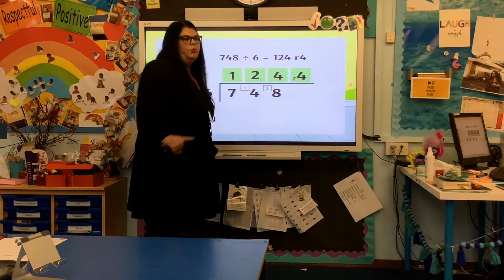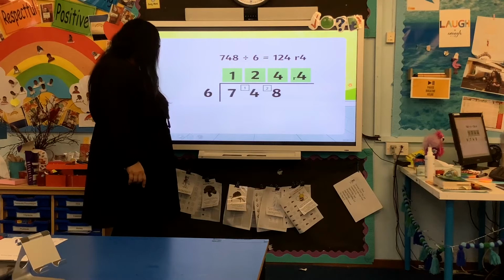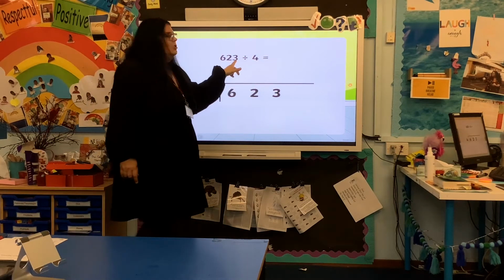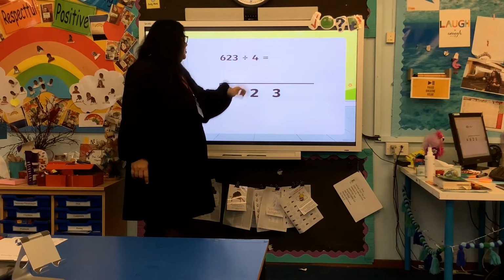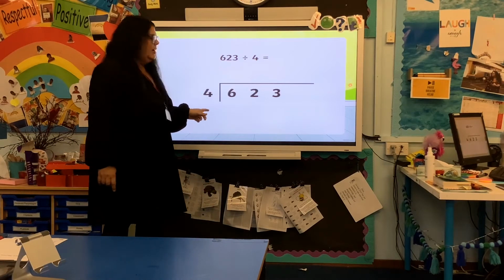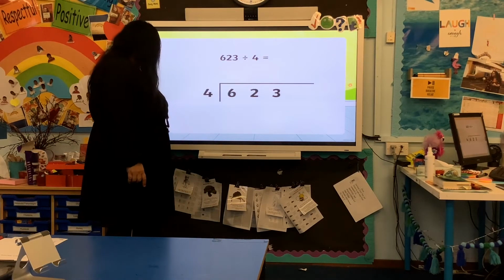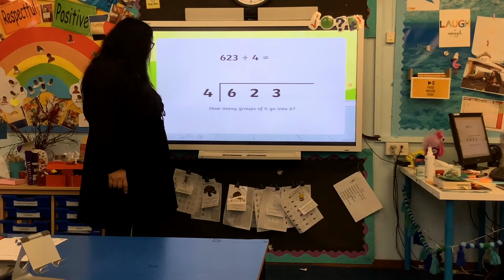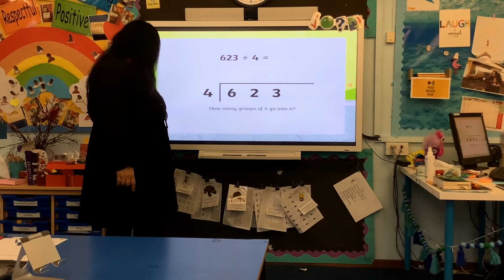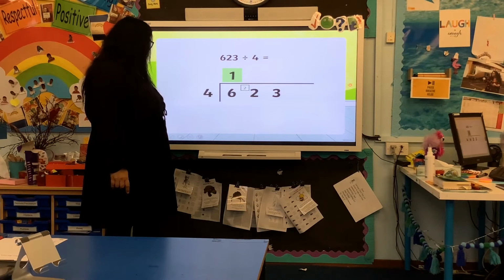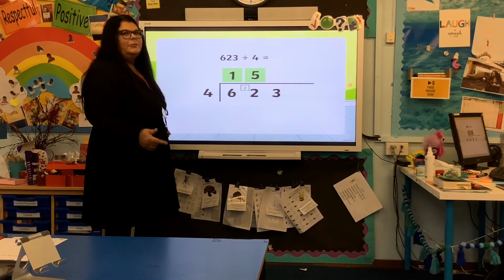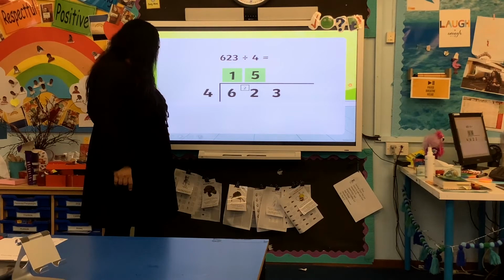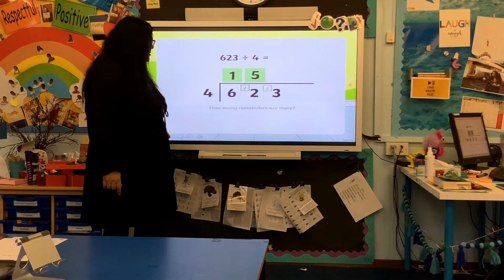So I'm going to show you one more. Let's have one more example. 623 divided by 4 equals. So, same question again. How many 4s? Hopefully now you're seeing that the pattern's the same. How many groups of 4 go into 6? We've got 1. We've got 2 remainders. How many 4s go into 22? We've got 5. 4 times 5 is 20. So this time we've got 2 remainders.